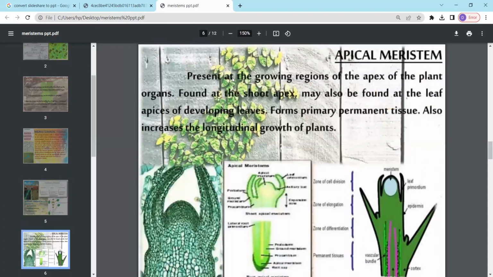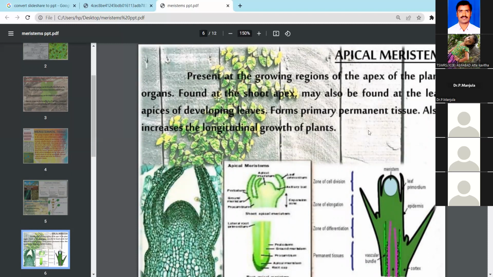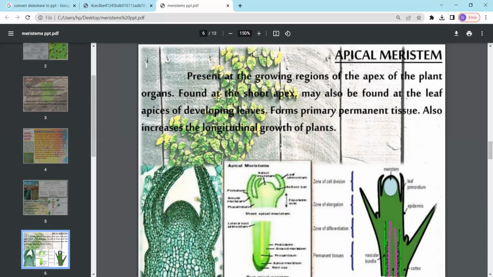apical meristem. They are present at the growing regions of the apex of the plant organs, that is shoot and root apex. It is found at the shoot apex and may also be found at the leaf apices of the developing leaves, and forms the primary permanent tissue, and also increases the longitudinal growth of the plant. So apical meristems are present at the tip regions of the root or shoot and help in increasing the length of the stem or organs. Here is the meristem which is present at the leaf primordia.